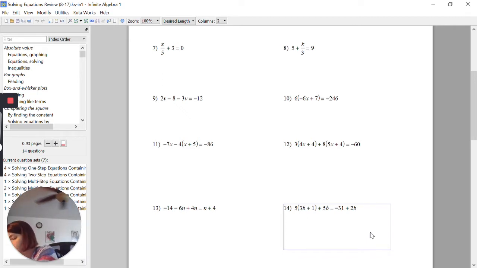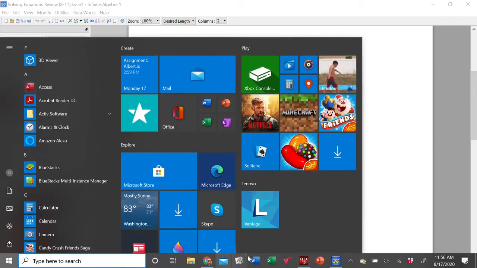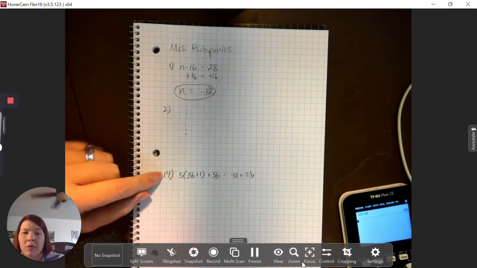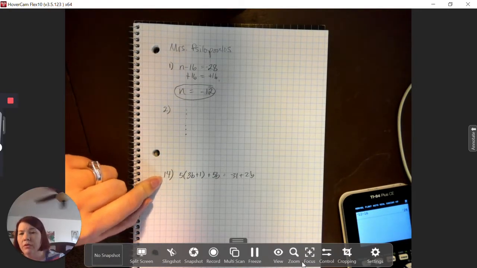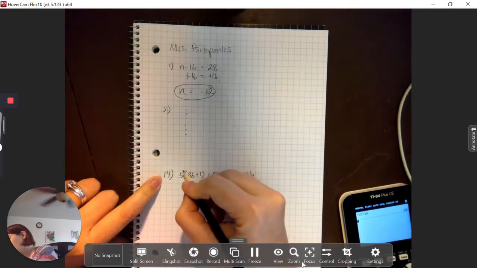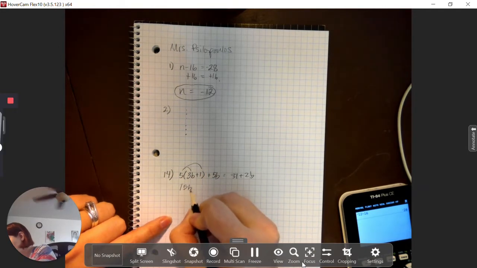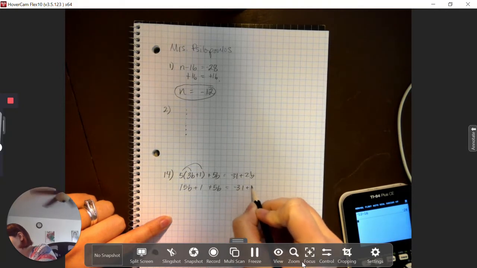3b plus 1 plus 5b equals negative 31 plus 2b. So these problems range from super duper simple to fairly complex. So that last one is really hard. Now you're supposed to sort of already know how to do all of these. But this one is much more complicated than the others. So just kind of keep that in mind. We're going to go ahead and start with distribution. And so I'm going to show this: 15b plus 1 plus 5b equals negative 31 plus 2b.